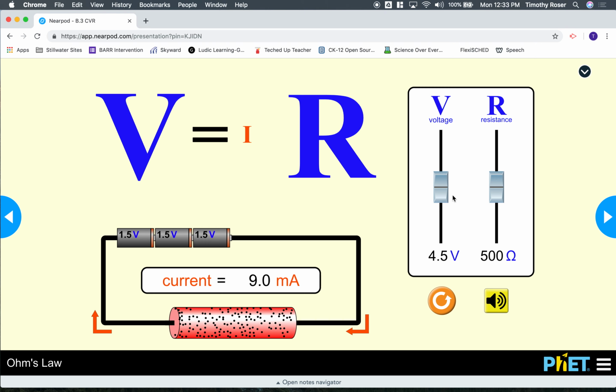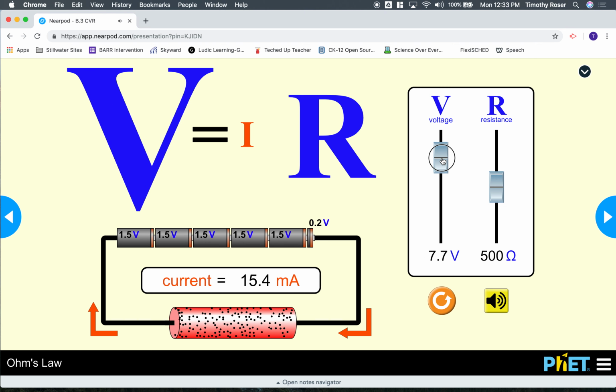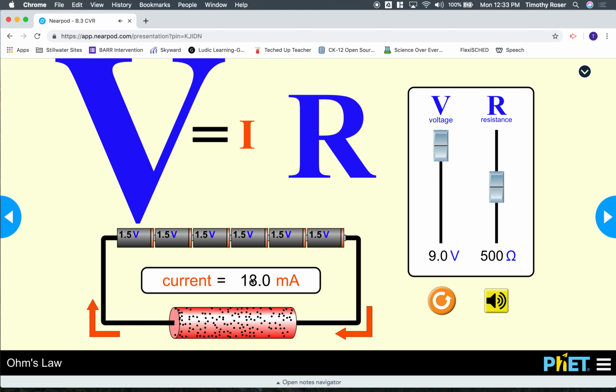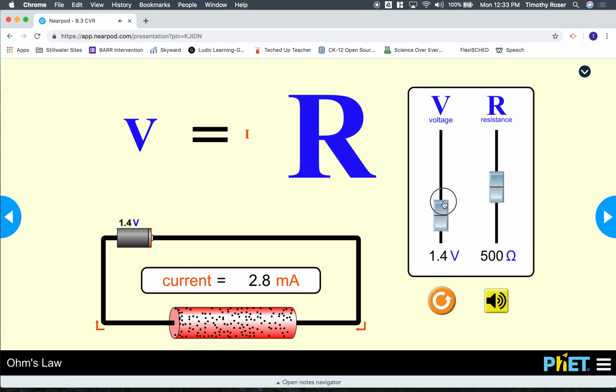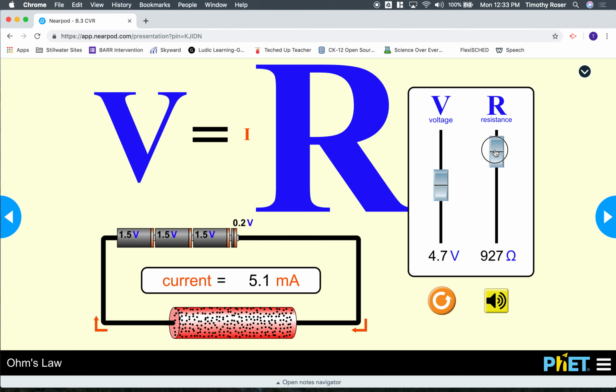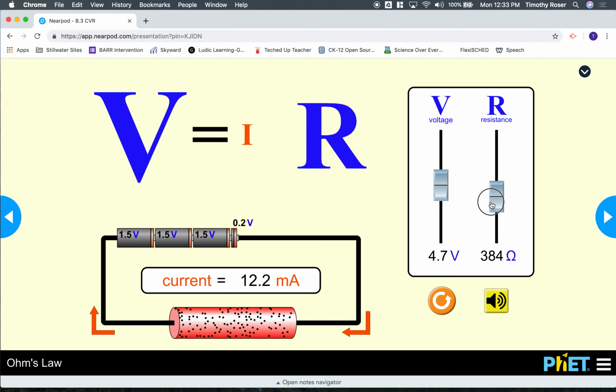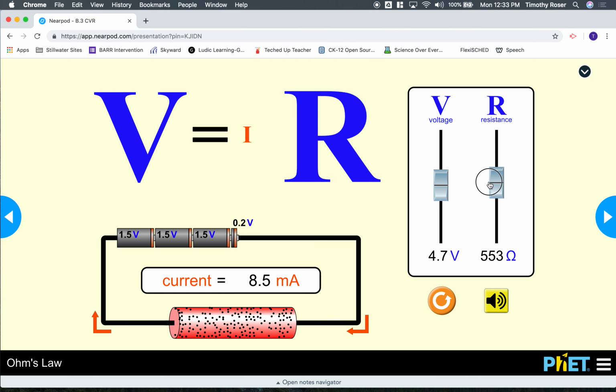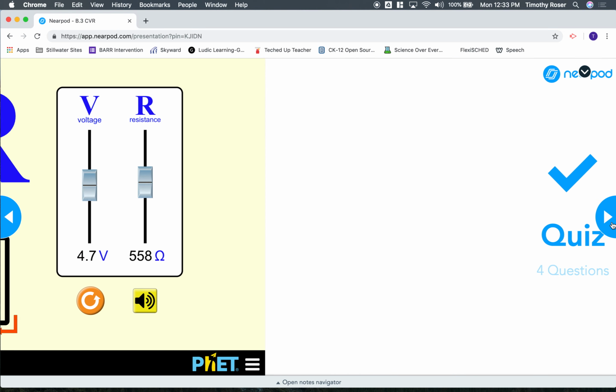All right, so one of the things that I hope that you see is that as we change the voltage, the current changes in a specific way, both down and up. And as we change the resistance, the current changes as well. And so what is that relationship? And we're going to talk about that tomorrow.